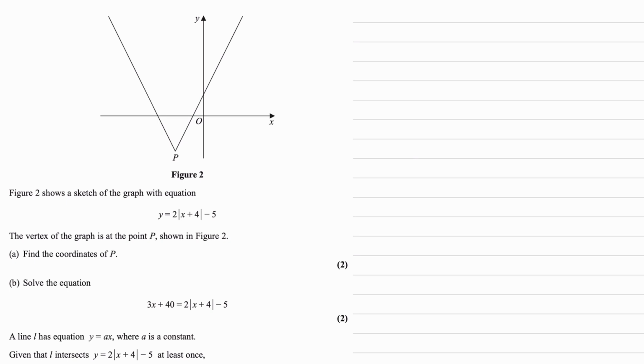Right, so Part A, we're trying to find the coordinates of P. P is the vertex of this graph. The graph has this equation here, so it's a transformed modulus function. What are the transformations that have happened to it? So we're starting with a regular modulus x graph, which let's say looks like this. That is then being shifted to the left by 4 places. So it'll look something like this. This coordinate here will then be minus 4, 0.